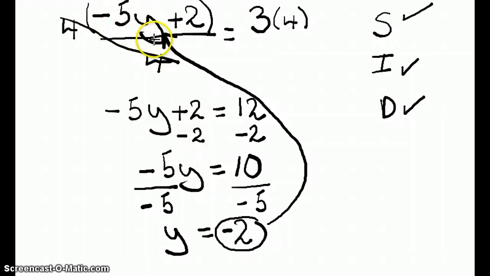-5 times -2 is 10. 10 plus 2 is 12. 12 divided by 4 is 3. And so I've done my check step. Obviously you should do that written out. Okay, so if we run across an equation which has a denominator, the easiest way to eliminate it is just to multiply by the denominator.